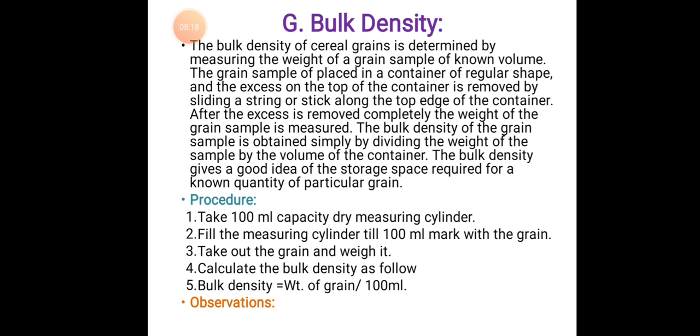Procedure: take a 100 ml capacity dry measuring cylinder. Fill the measuring cylinder up to the 100 ml mark with the grain. Take out the grain and weigh it. Calculate the bulk density as follows. Bulk density is equal to weight of grain by 100 ml.